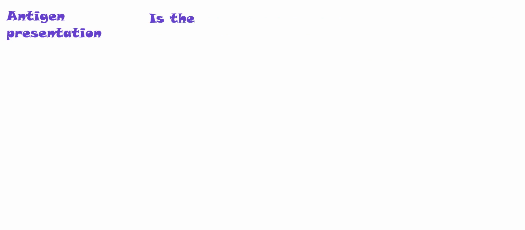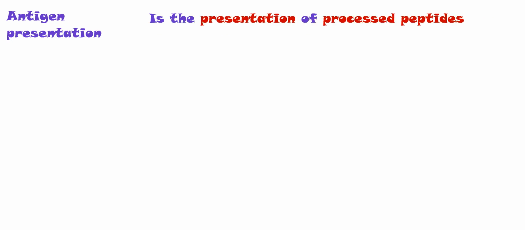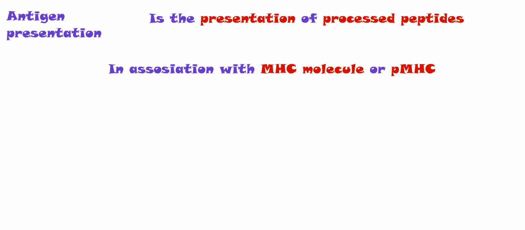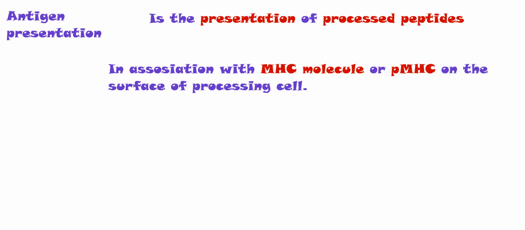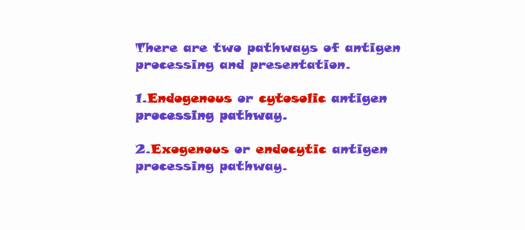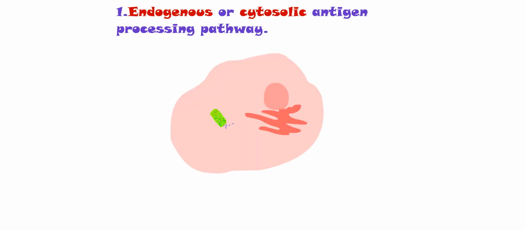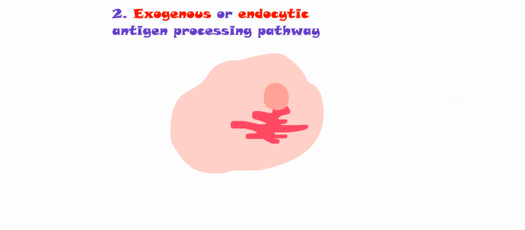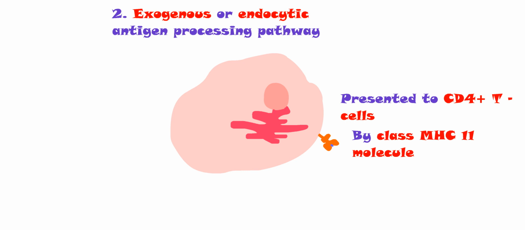Antigen presentation is the presentation of processed peptides, in association with MHC molecules or PMHC, on the surface of processing cells. There are two pathways depending on the antigen. 1. Endogenous antigens are processed in the cytosol or in secretory vesicles and presented on class I MHC molecules to CD8 plus T-cells. 2. Exogenous antigens are processed in endosomes and presented on class II MHC molecules to CD4 plus T-cells.